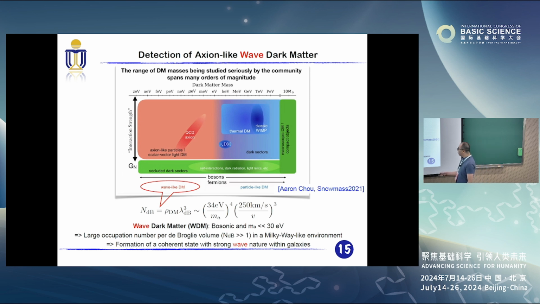And wave dark matter is bosonic and has a mass much smaller than 30 electron volts. This means in a Milky Way-like environment, the occupation number per de Broglie volume will be much bigger than 1. Then this implies the formation of a coherent state with a strong wave nature within the galaxies. This is how wave-like dark matter gets its name.